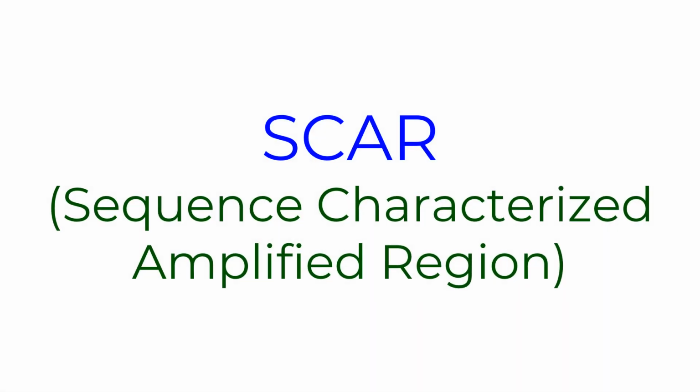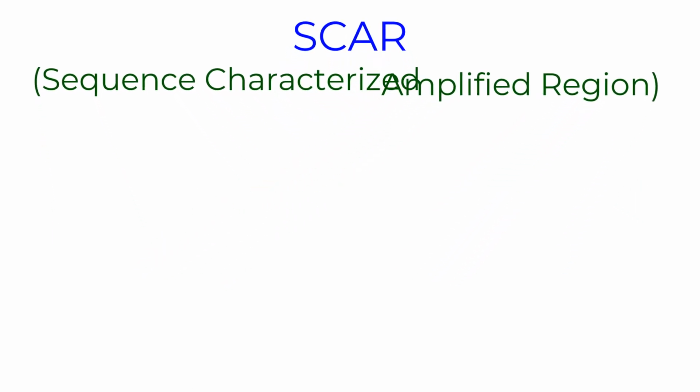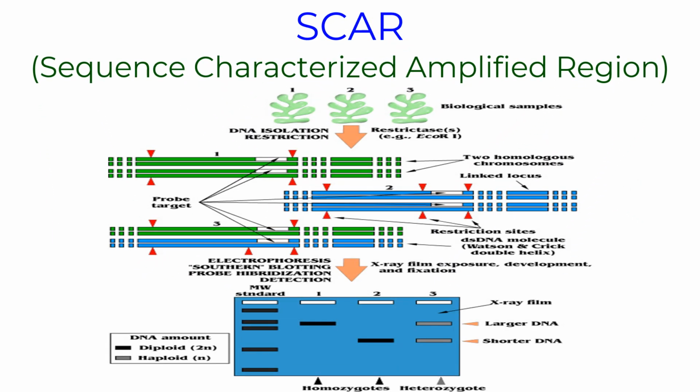SCAR or Sequence Characterized Amplified Region. SCARs are DNA fragments amplified by PCR using specific 15 to 30 base pair primers designed from nucleotide sequences established from cloned RAPD fragments linked to a trait of interest. By using longer PCR primers, SCARs do not face the problem of low reproducibility generally encountered with RAPDs.